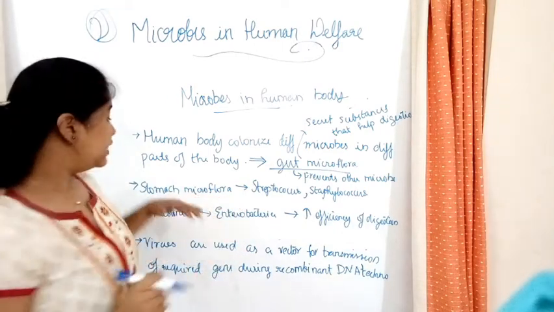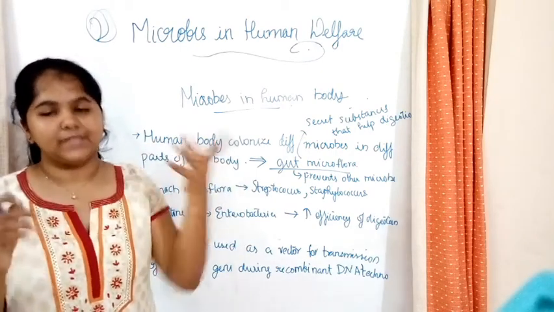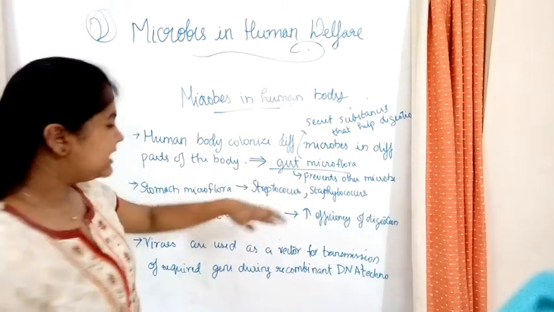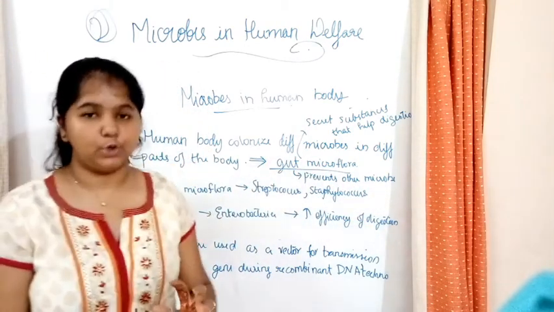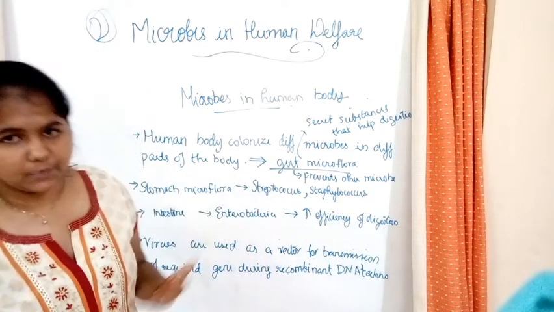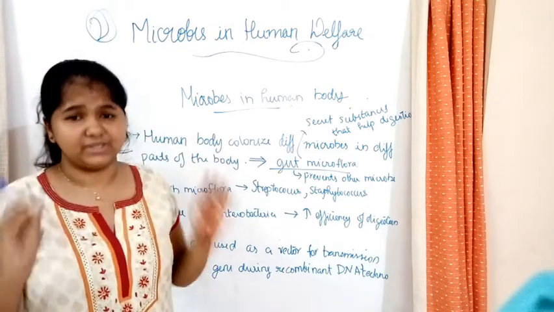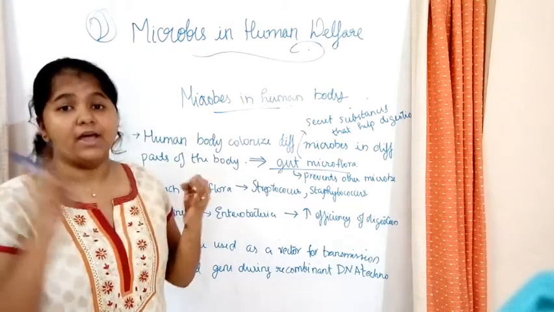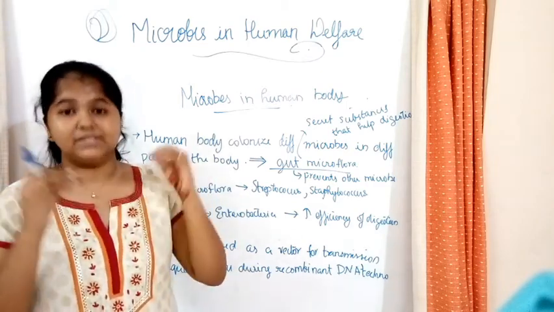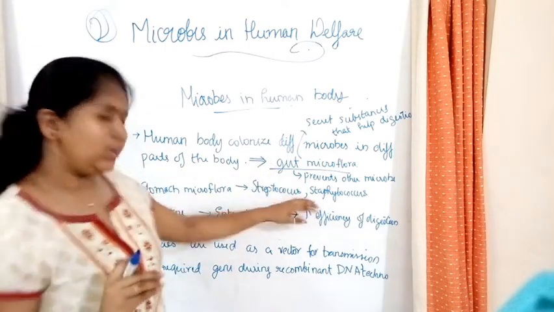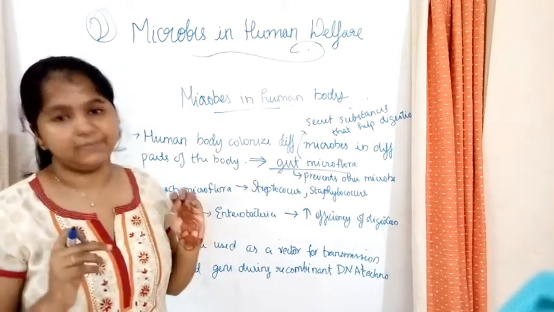The next one is stomach microflora. What is stomach microflora? They are the microbes that are found inside the stomach. Examples are Streptococcus and Staphylococcus. These two microbes can withstand the acidic conditions of the stomach, or else how would they live inside it? I told you they are omnipresent. They can live in any conditions, in high temperatures, low temperatures, acidic, alkaline, in any medium, even inside metals you find microbes. That is stomach microflora.